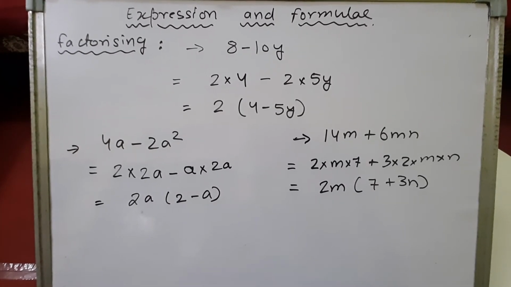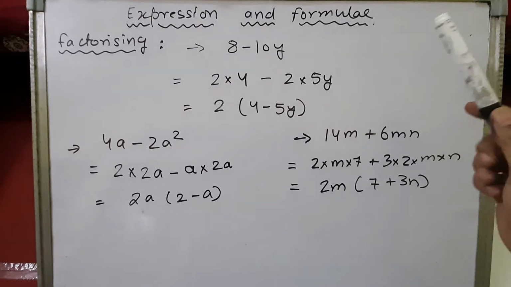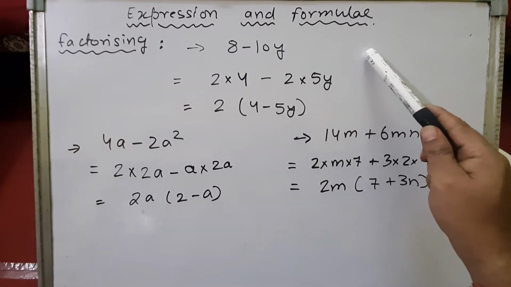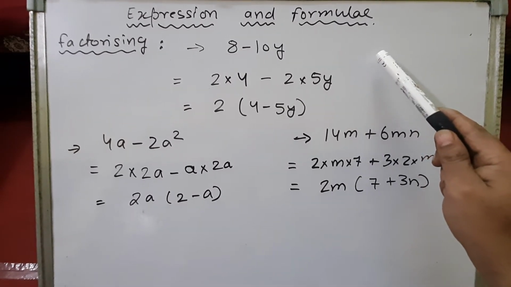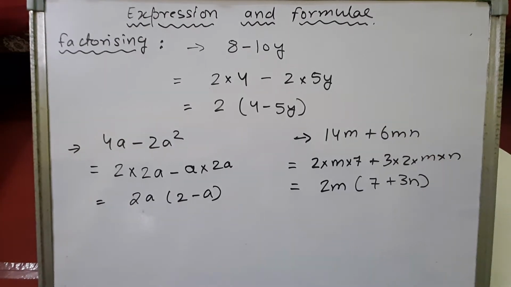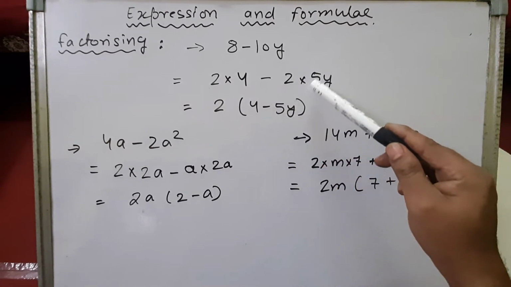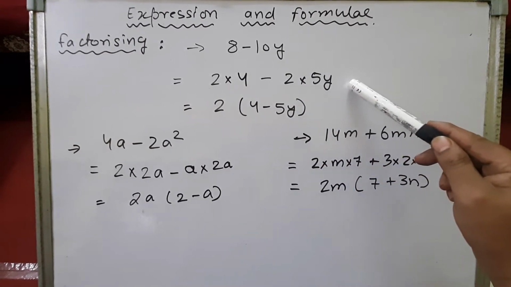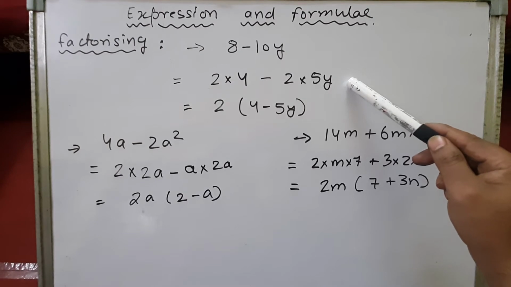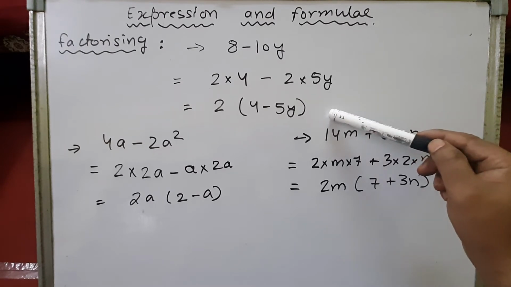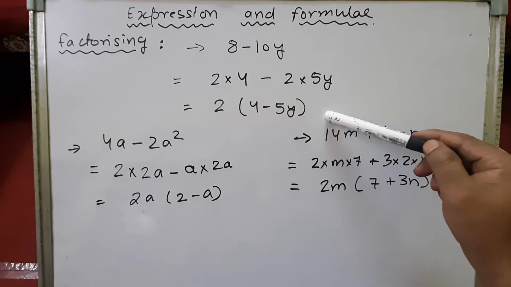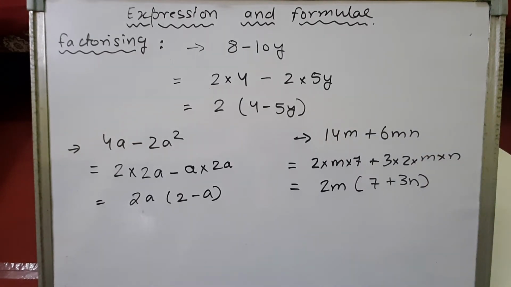Okay children, let's see a few more sums here. In this sum it is given 8 minus 10y, and we have to factorize this expression. Now 8 can be written as 2 into 2 into 2, or 2 into 4, right? And 10y when we expand we get 2 into 5y. You can see that 2 is the highest common factor in both the terms. So we can take 2 common. When we take 2 common, we get the result 2 bracket 4 minus 5y, and that will be our answer. Let's move to the next sum.